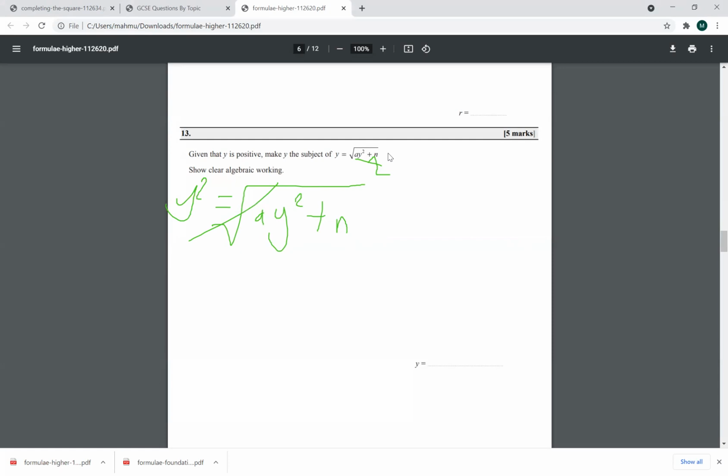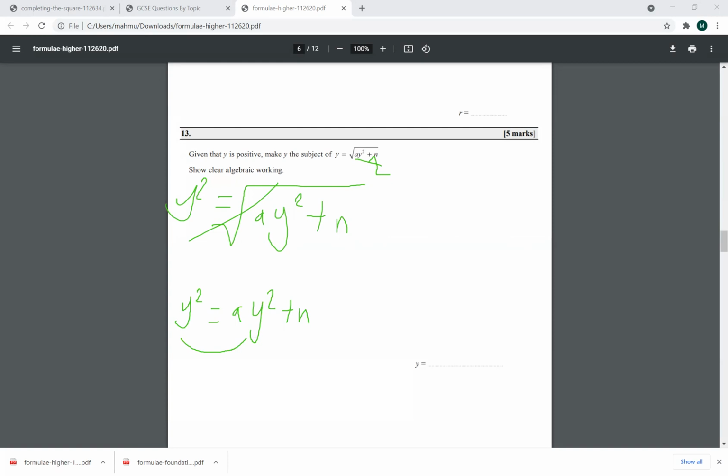Now try to put all the y's on one side and everything else on another side. So you've got the first part: y squared equals ay squared plus n. Write it down. Now separate everything where only the y is on one side and a and n are on the other side. So do that. I have two questions. Would I add 2y squared to the other side?